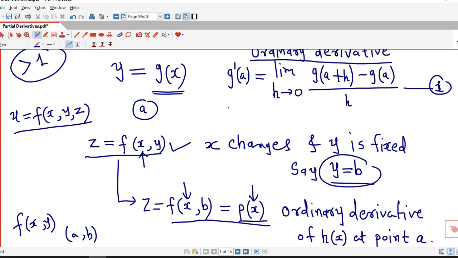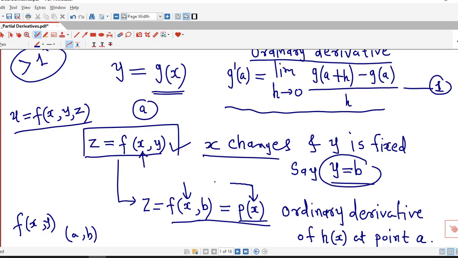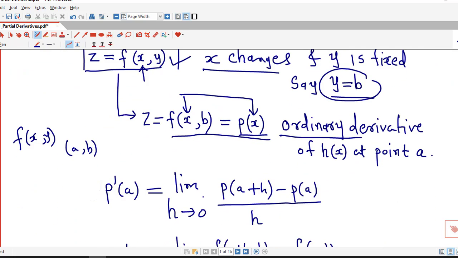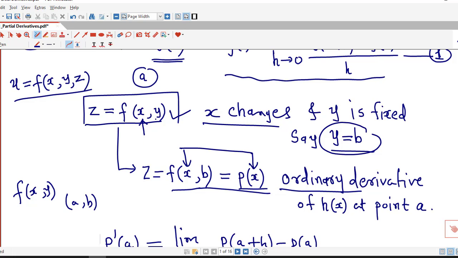Here we are using the definition of ordinary derivative. Partial derivative is one type of ordinary derivative, but it is for functions of more than one variable. Once we consider one variable as constant and another variable is changing, then that function becomes a function of only one variable. So using the definition of ordinary derivative, we can define partial derivatives in this way. As we have seen, if we consider y as constant, say y equal to b, then this function of two variables is converted into a function of only one variable. It becomes a function of x.